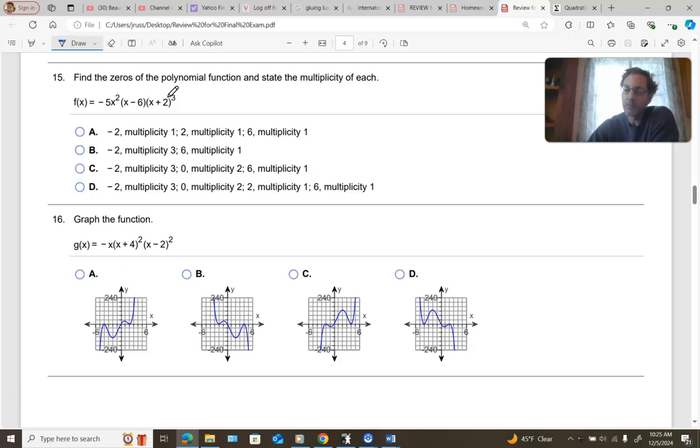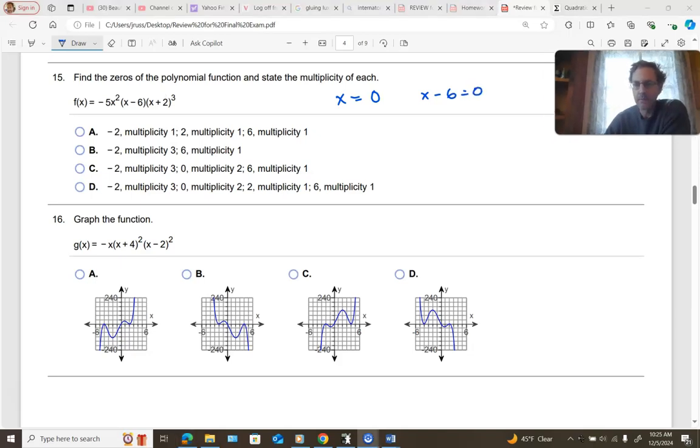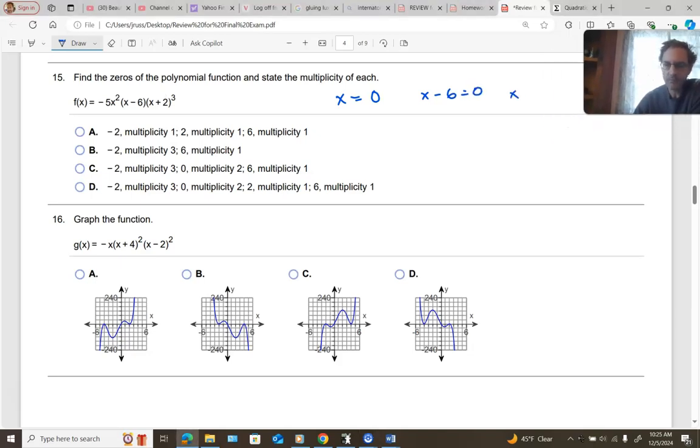Now to determine the multiplicities, that depends on the number of times that the factors occur. So see, here I actually have 2 factors of x. I have 1 factor of x minus 6, and I have 3 factors of x plus 2. So that tells you the multiplicities. Alright, so x equals 0, x minus 6 equals 0, and then x plus 2 equals 0. So here I'd add 6 to both sides, and I get positive 6. Over here, I'd subtract 2.